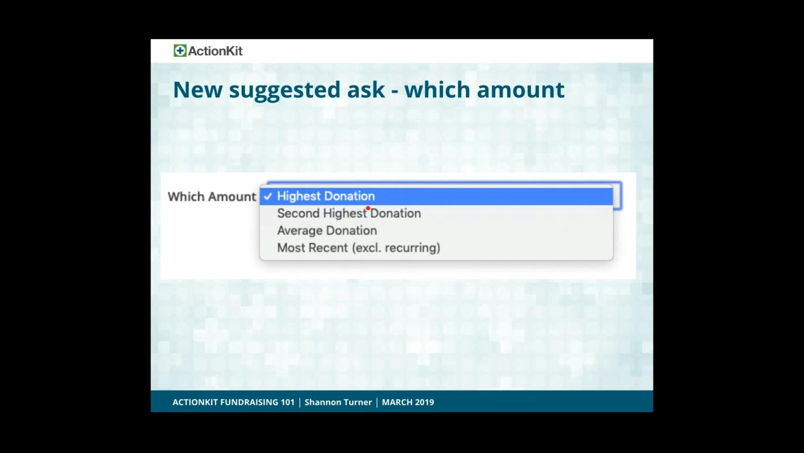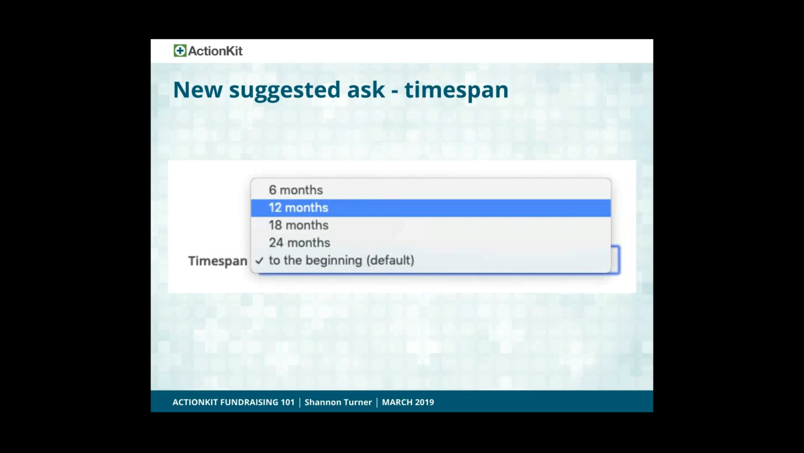Should we look at this person's highest donation in order to figure out how much money we should ask for? Or should we look at their second highest donation? And based on that, we're going to decide how much money to ask for. Or maybe the average donation that they've given is a better gauge. Or maybe you want to look at their most recent contribution, excluding recurring donations. So it's really up to you, and you have quite a few options here.